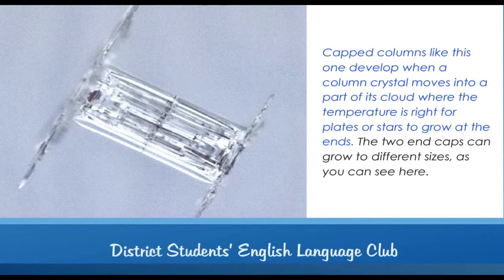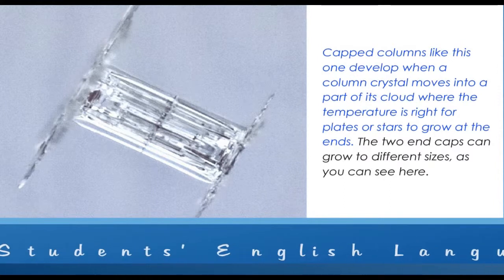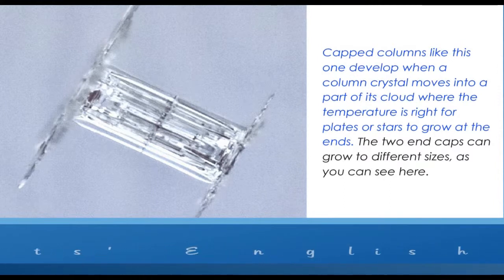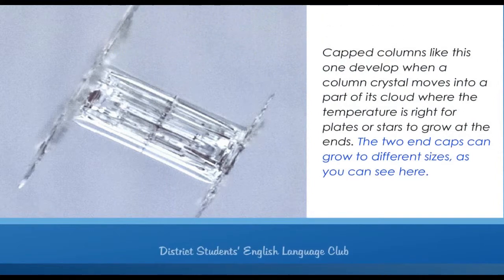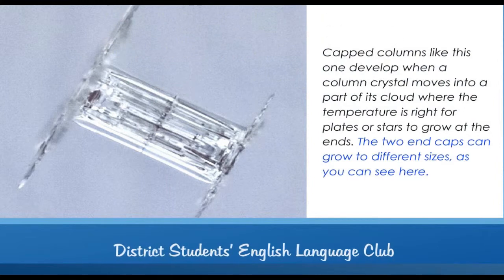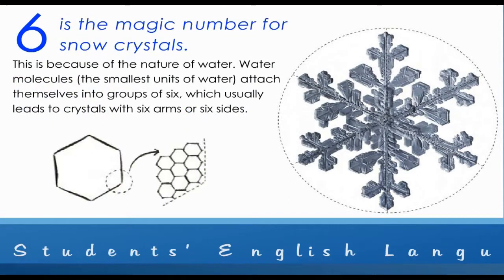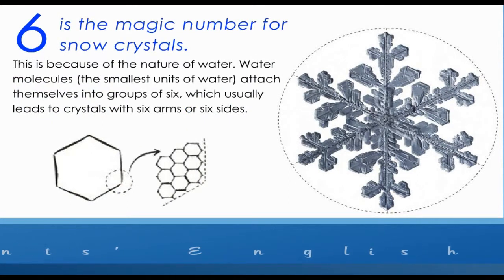Capped columns like this one develop when a column crystal moves into a part of its cloud where the temperature is right for plates or stars to grow at the ends. The 2 end caps can grow to different sizes, as you can see here. 6 is the magic number for snow crystals.